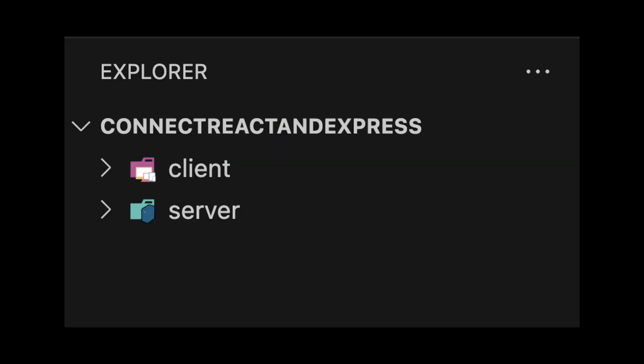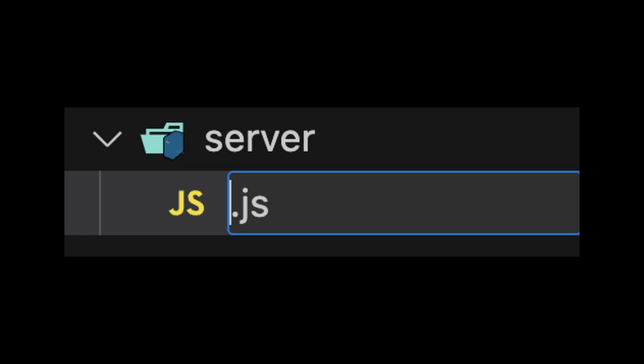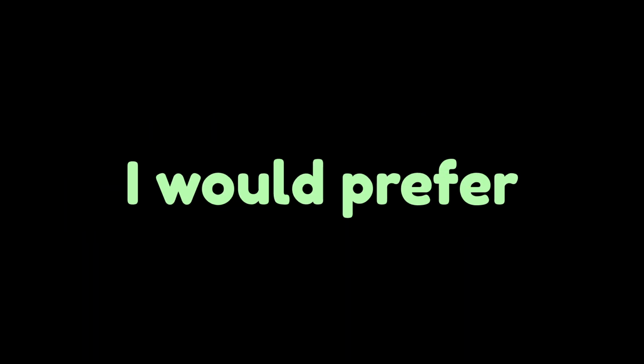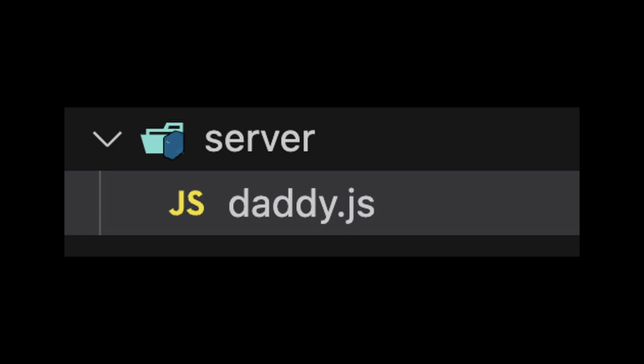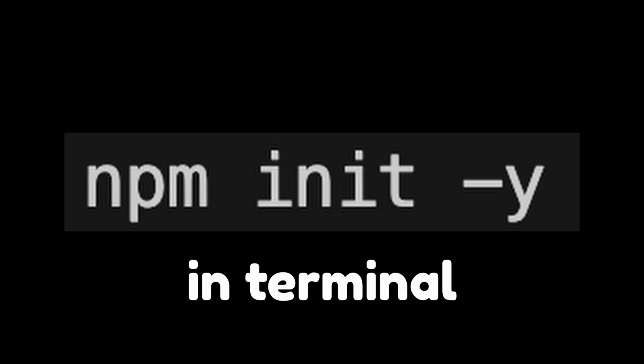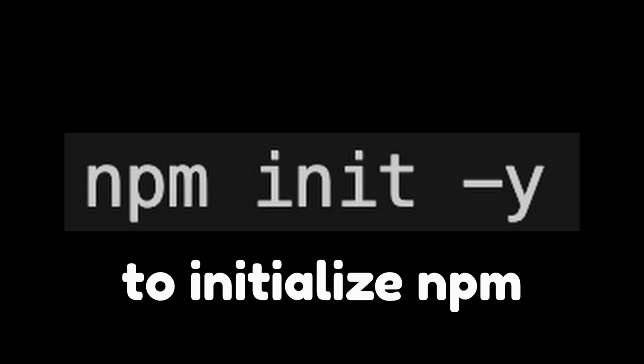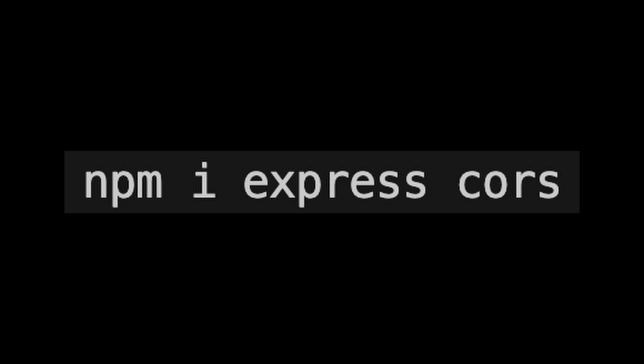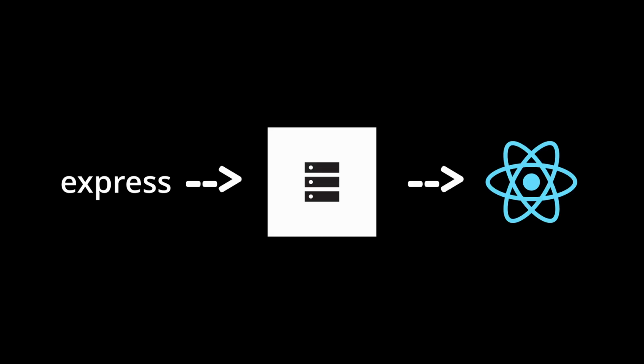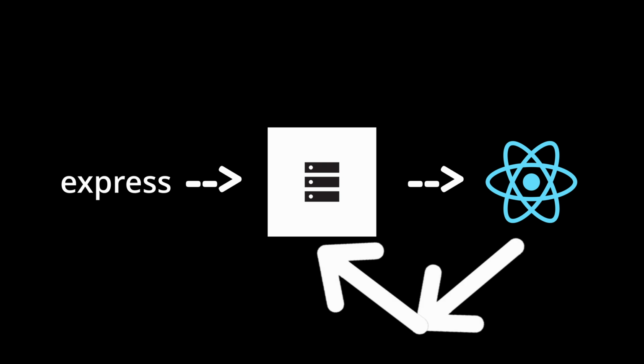Now over to the server folder, create a JS file, name it anything you want. I would prefer a professional name like daddy.js. Write this command in your terminal to initialize npm, install Express and cors packages. Express creates our backend server and cors makes sure our frontend can talk to it without any security blocks.